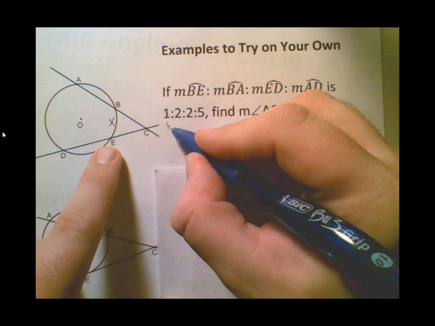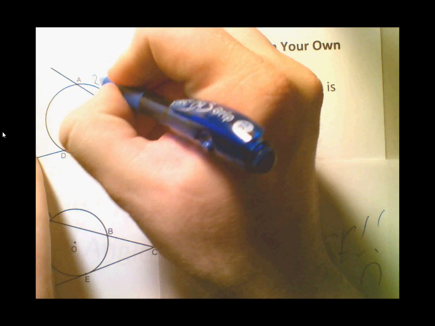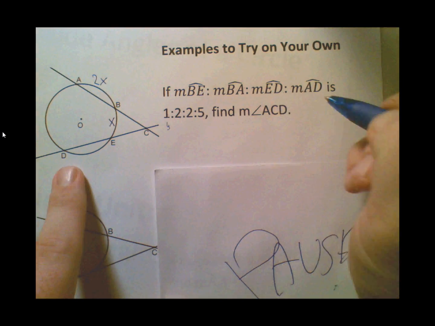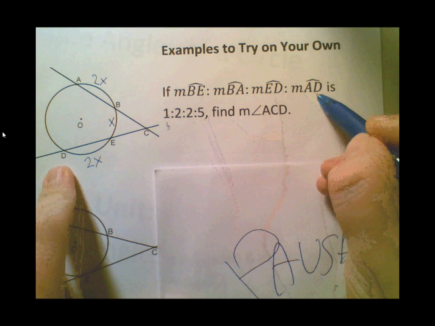The 2 is going to match up with BA. I know this is 2x. Measure of ED is 2x. And AD is going to be the big one, 5. So we're going to put 5x here.